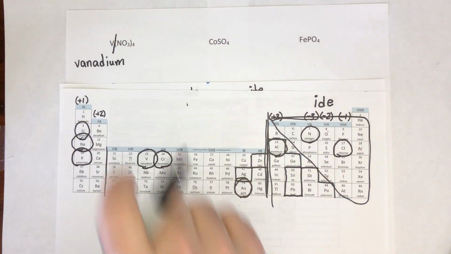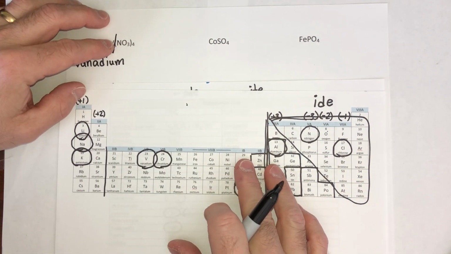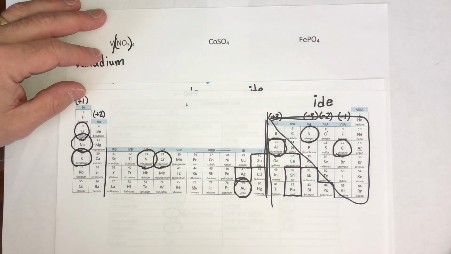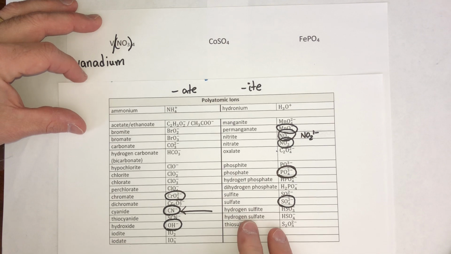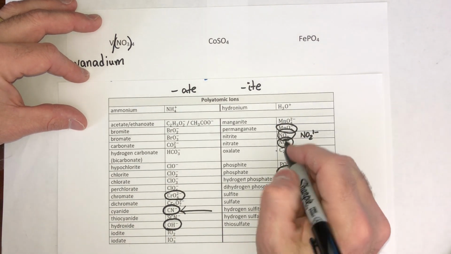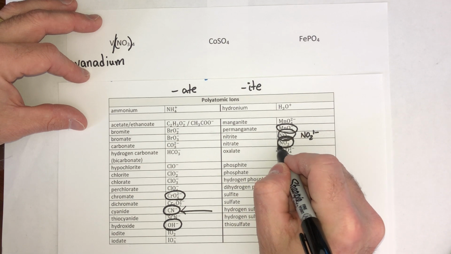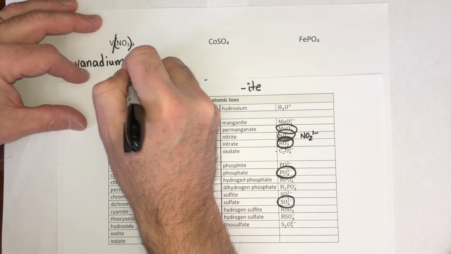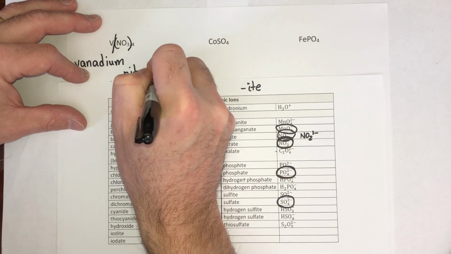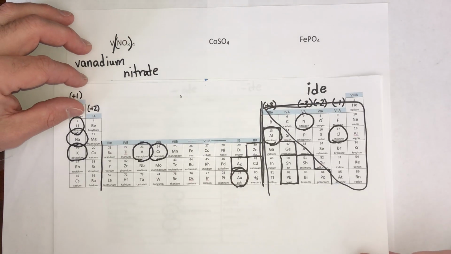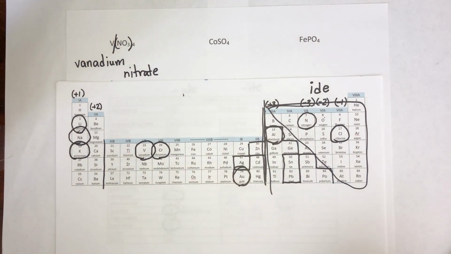So let's finish this one. You've got an NO3 here at the end. That is definitely a polyatomic. You just need to look it up and write down its name. So if I look for an NO3, it's a little hard to see because I've already used it a couple of times, but NO3 is here and it is a nitrate.